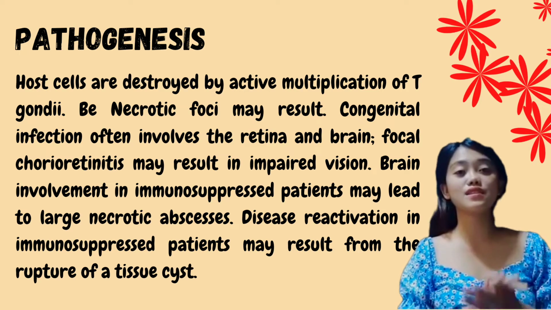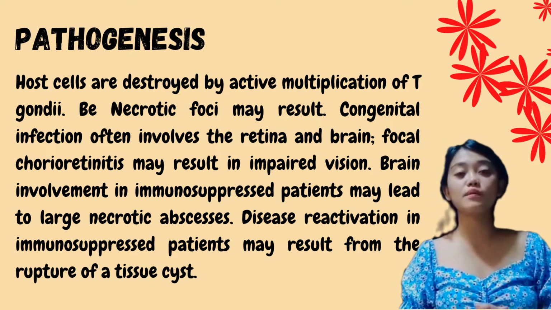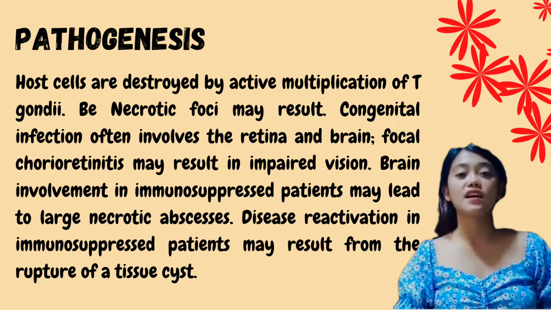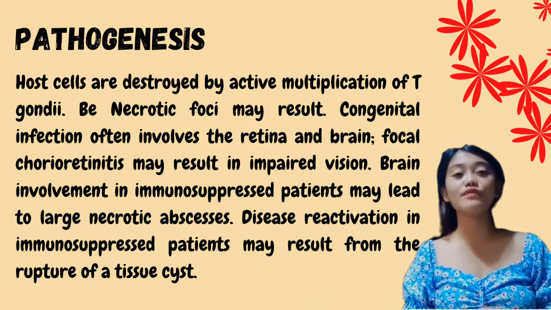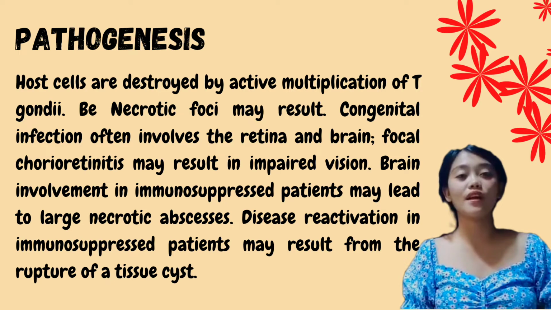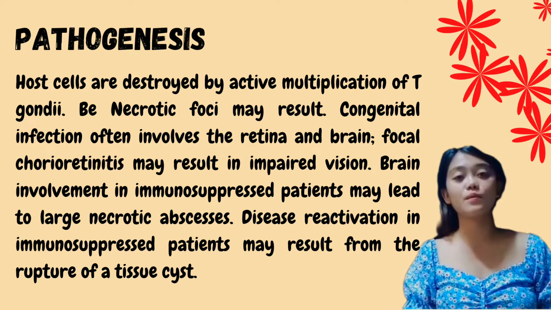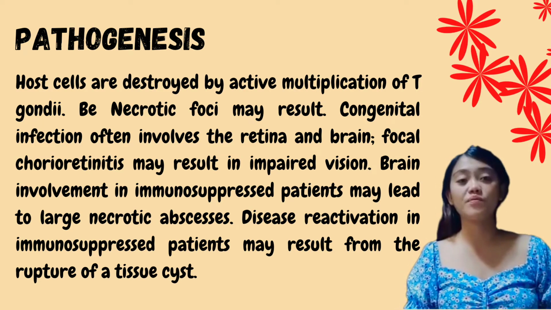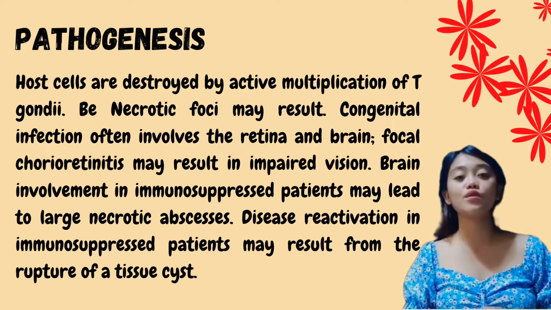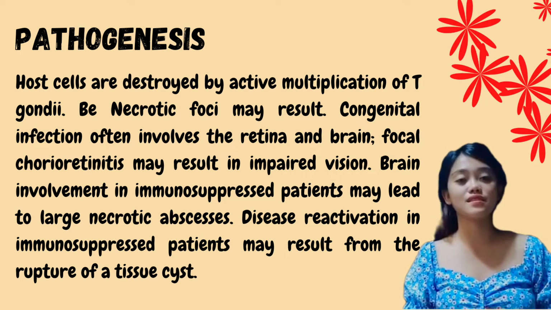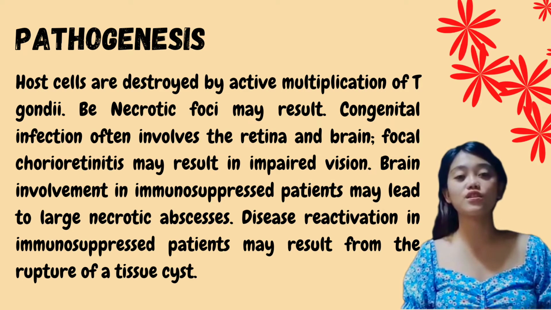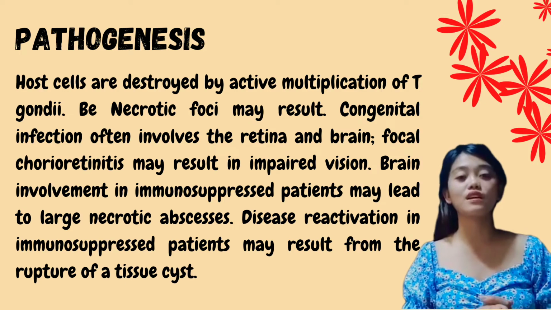Pathogenesis. Host cells are destroyed by active multiplication of T. gondii. Necrotic foci may result. Congenital infection often involves the retina and brain. Focal chorioretinitis may result in impaired vision. Brain involvement in immunosuppressed patients may lead to large necrotic abscesses. Disease reactivation in immunosuppressed patients may result from rupture of a tissue cyst.